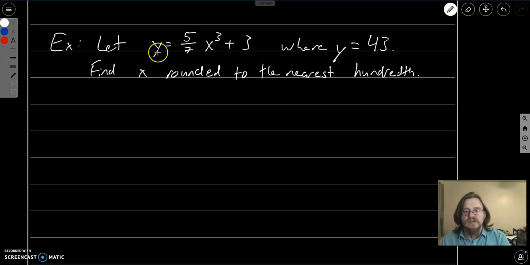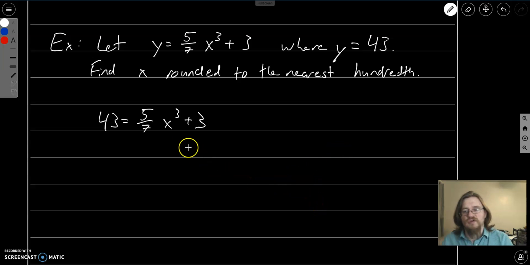We have our equation here. y is equal to 5/7 x cubed plus 3, and y is going to be equal to 43. So let's plug 43 in here. So we'll have 43 is equal to 5/7 x cubed plus 3.